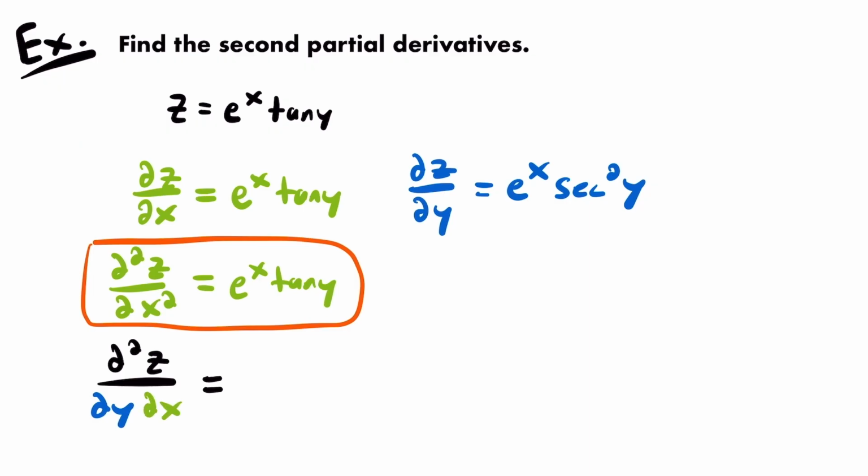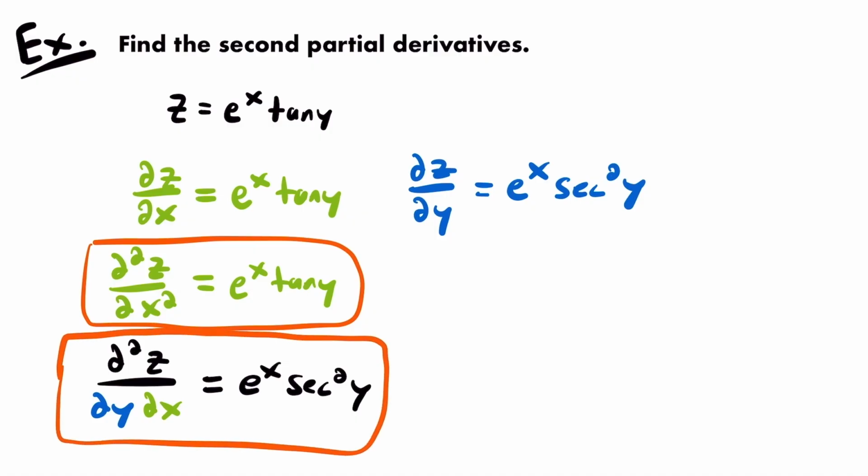Well, it's actually going to be the same as dz dy, because dz dx, the function that we're actually going to take the derivative of with respect to y, is the same as the original function. Okay, we're treating e to the power of x as a constant and only need to differentiate tangent y because it's in terms of y, and the derivative of tangent y is secant squared y. Okay, so d squared z divided by dy dx is just e to the power of x times secant squared y. That is the second partial derivative, where you first take a derivative with respect to x and then with respect to y.